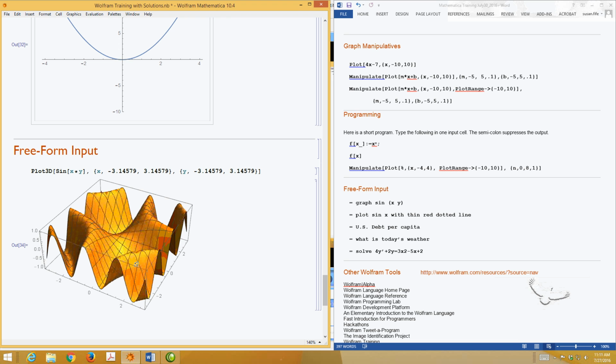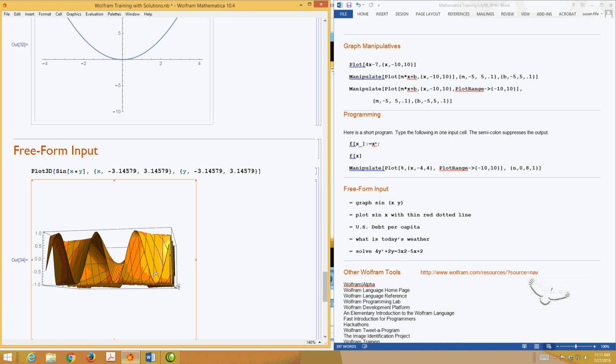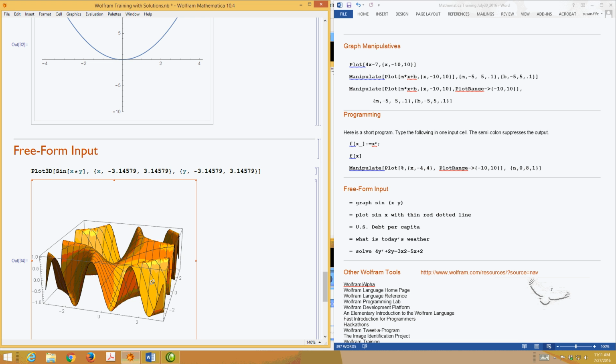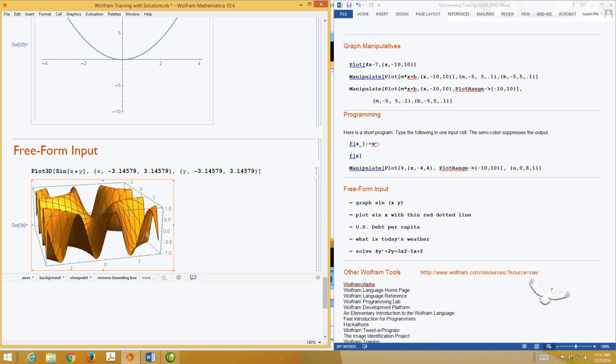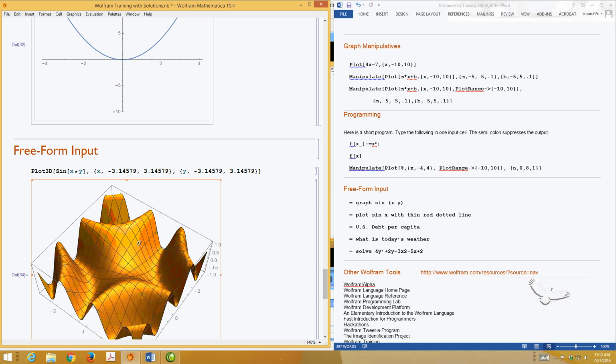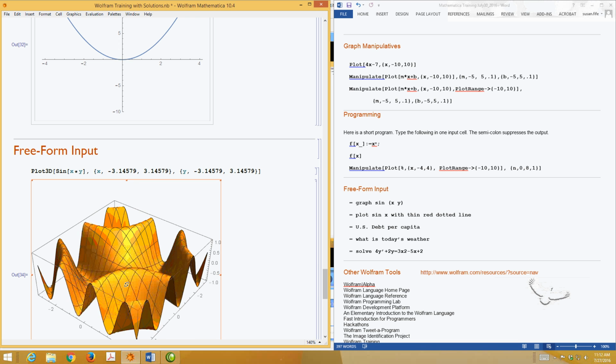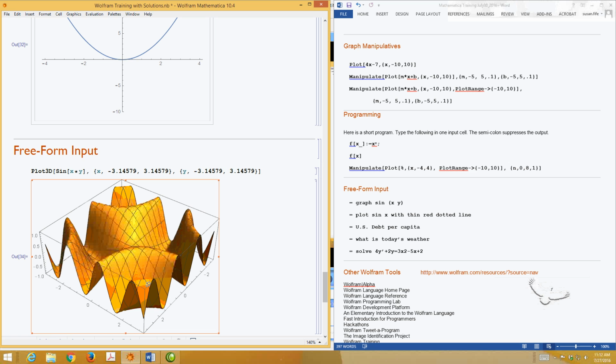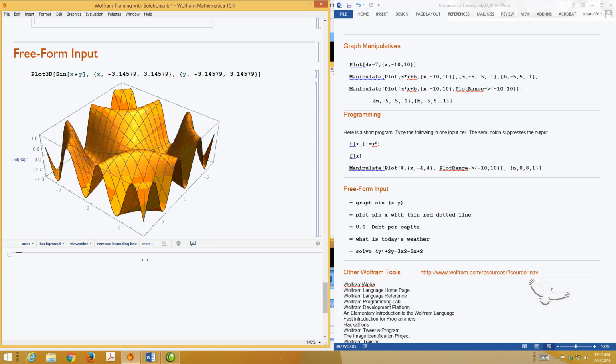And the nice thing about 3D graphs is you can click on them and drag them to look at them from different directions. It's very handy for calculus when you're looking at saddle points and maximums and minimums. Or reflecting something around an x-axis or a y-axis. Okay, so let's see what else we can enter.